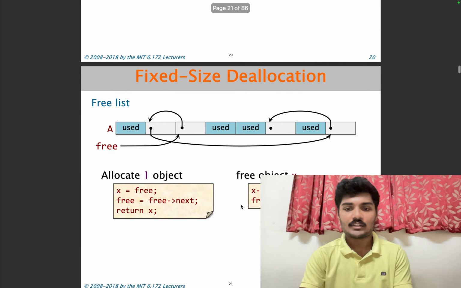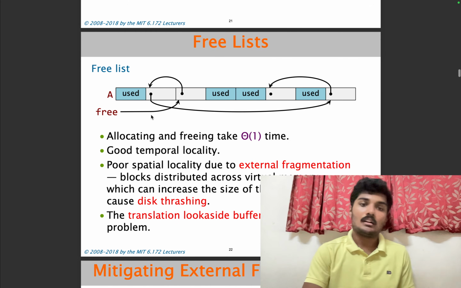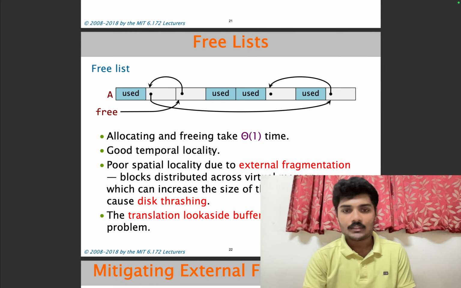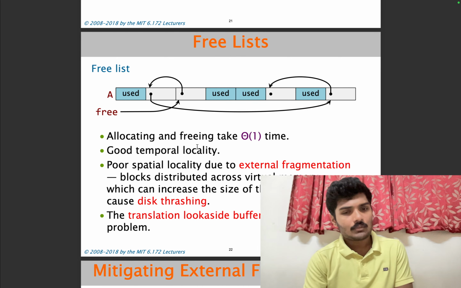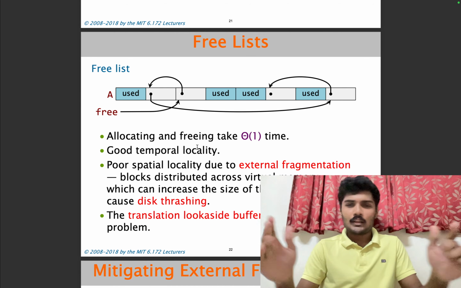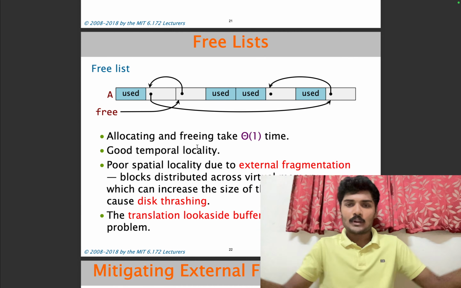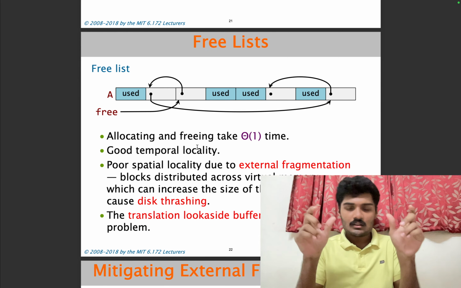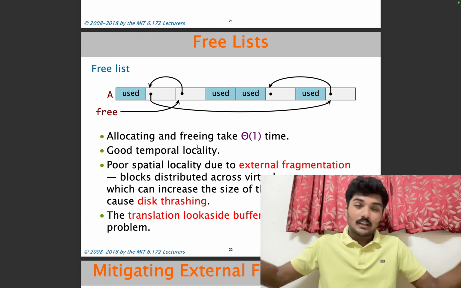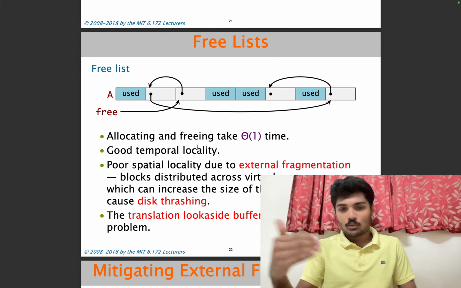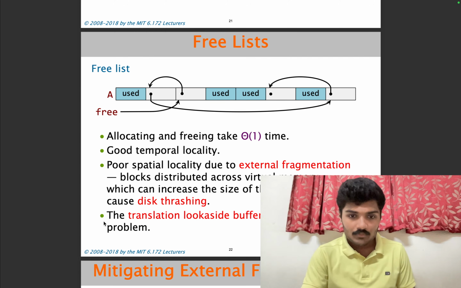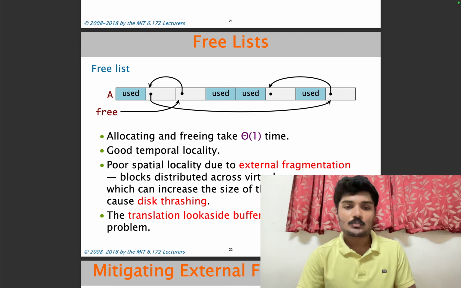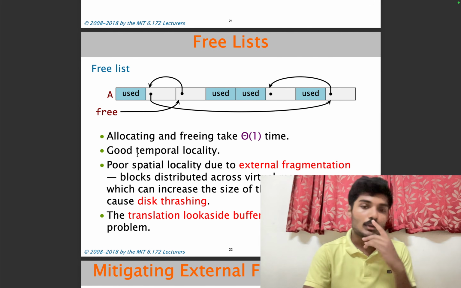That was it. The characteristics: allocating and freeing takes O(1) time. Good temporal locality. I don't remember that one. Temporal locality, I think it's related to how far apart the free blocks of memory are, because if they are really far away, it can cause disk thrashing. I'll talk about this in a short. Poor spatial locality. Oh no, this must be different. Temporal locality must be different.